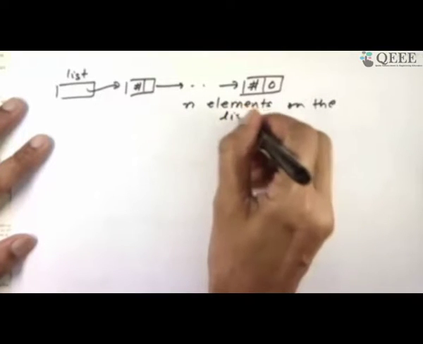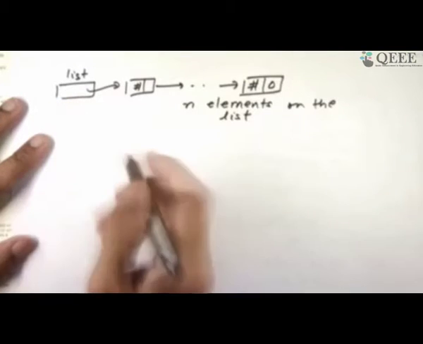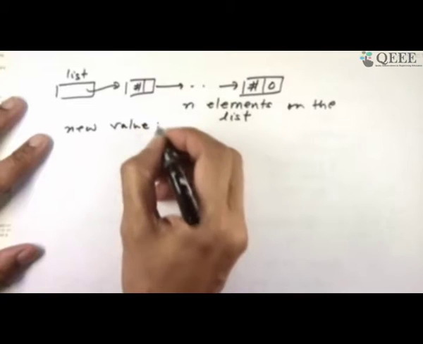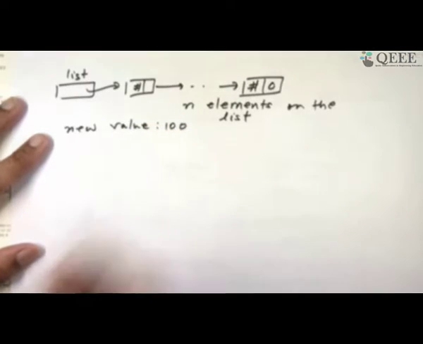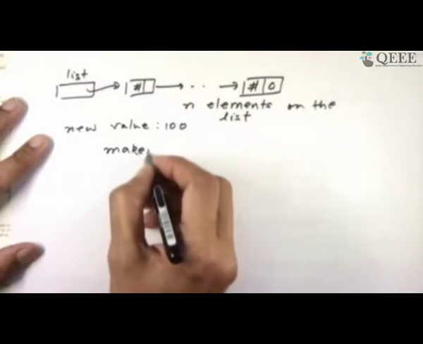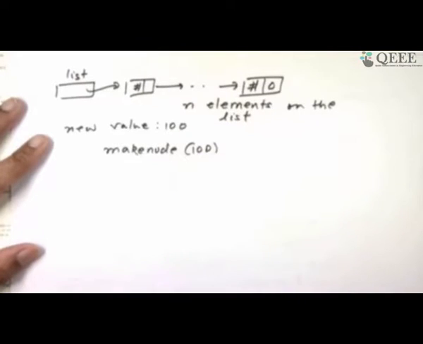Recall all the boxes are on the heap, whereas this is on the stack. If I want to add a new element, a new value, let's say the value is 100, what do I do? I'll first say, please get me a box with 100. So for that, I'll say make node, I'll give you a value 100. Please make something on the heap and return it back to me.